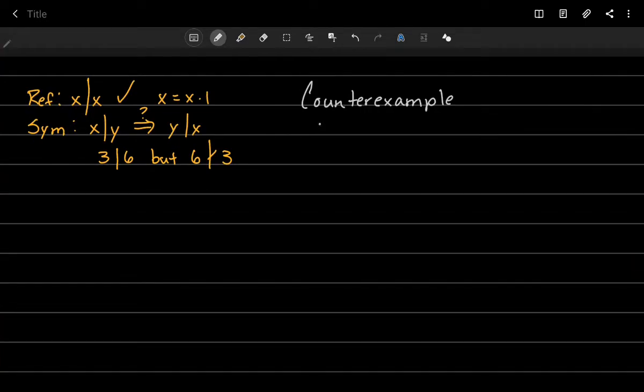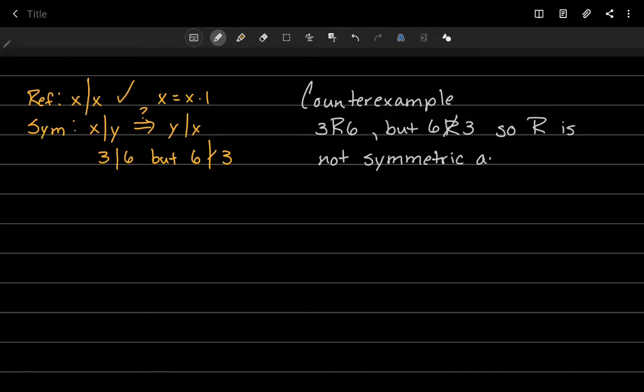So here we say 3 is related to 6, but 6 is not related to 3. So R is not symmetric, and therefore not an equivalence relation. And that's all you need to show that this is not an equivalence relation.